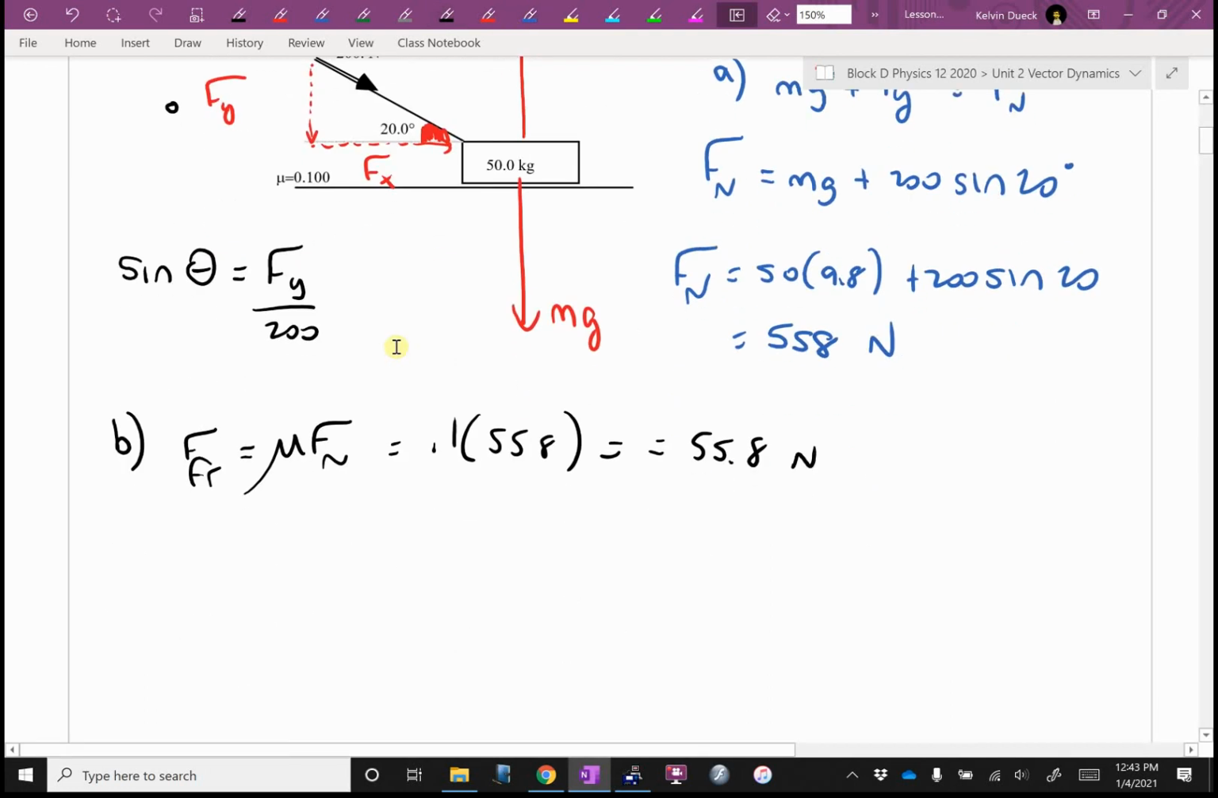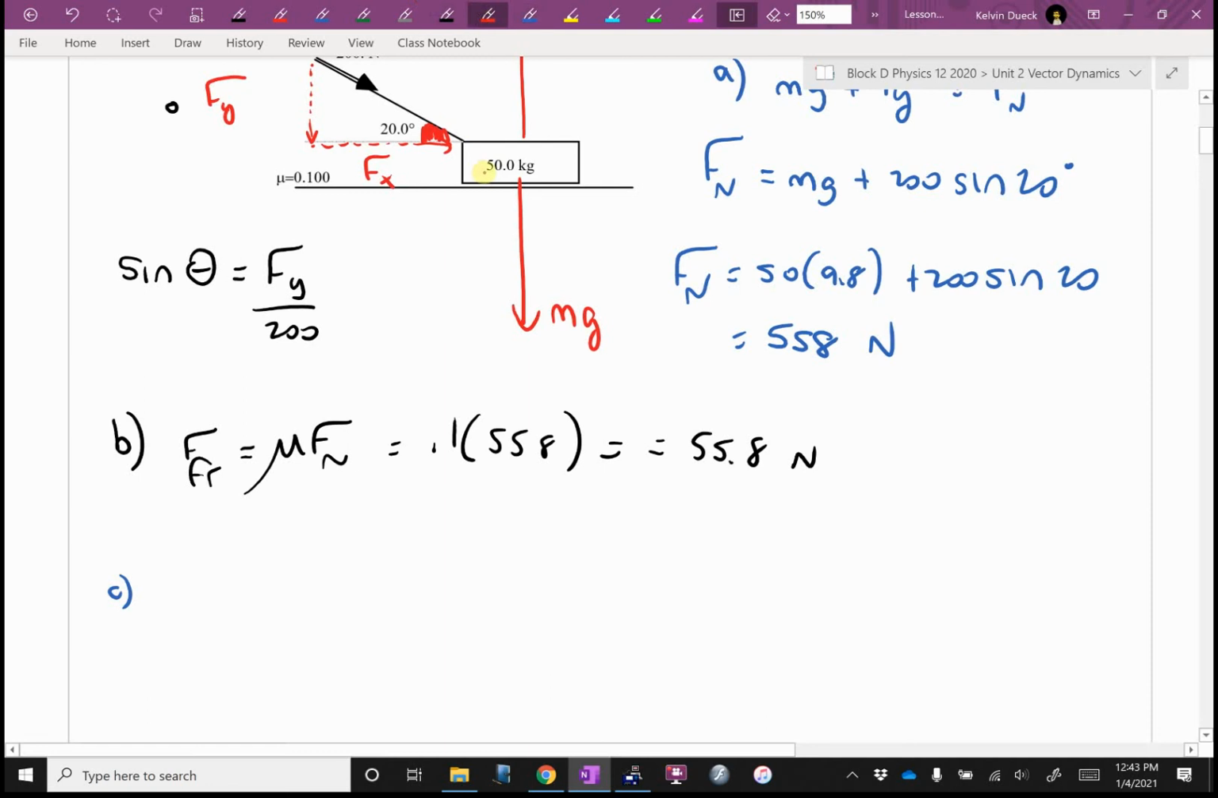Cool. Wes, what does C want me to find? Who's winning? That's the tricky part. Which way is this accelerating, if it's accelerating at all, do you think? To the right. So the winning direction is what? Same answer. Which is the only force pointing to the right? Fx. Who's losing?